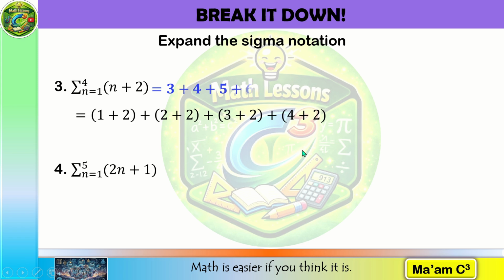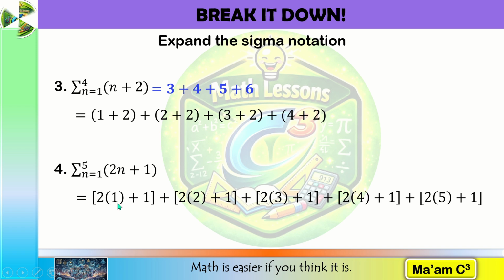So we have 3 plus 4 plus 5 plus 6. Last one, the summation of 2n plus 1 from 1 up to 5. Substitute values of n from 1 up to 5. 2 times 1 plus 1, 2 times 2 plus 1, plus 2 times 3 plus 1, plus 2 times 4 plus 1, plus 2 times 5 plus 1.